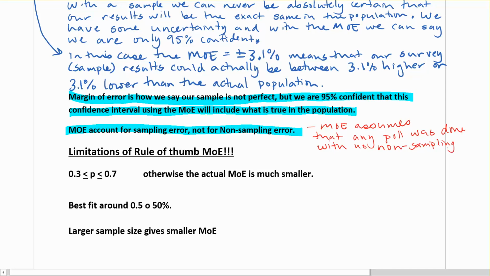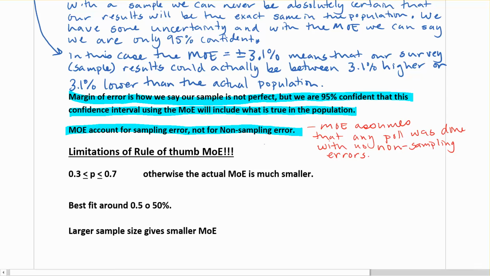But we know that that's not always true. It might be how they asked or who they asked or anything like that. But again, the margin of error only is dealing with the sampling error, not the fact that they wrote leading questions or that they only asked people on the North Island, issues like that. Now there are some limitations to the margin of error rule that we're going to learn.